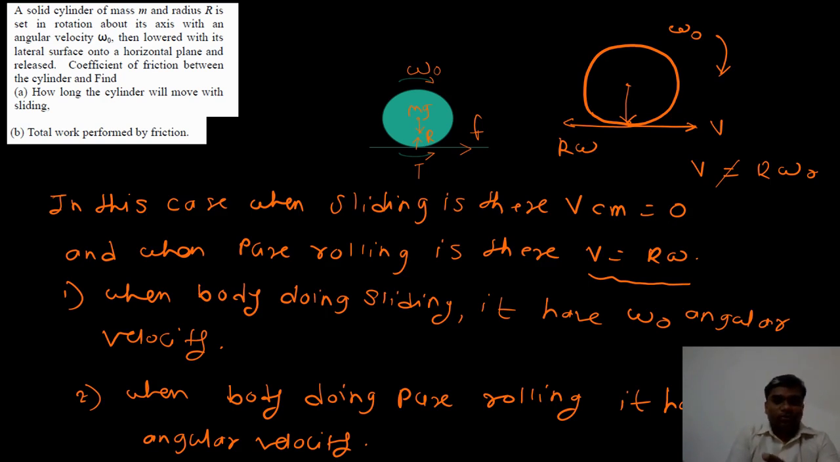Now first of all, when the body is sliding, it has omega naught angular velocity. When the body is doing pure rolling, it has omega as angular velocity. And in case of pure rolling, it has linear velocity also, v is equal to r omega.